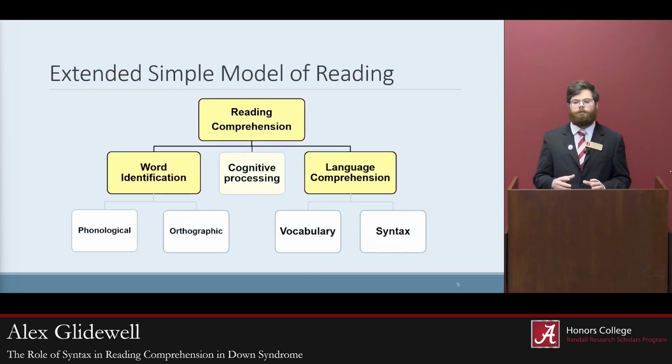But this study extends this model a little bit, and we add a third important skill, cognitive processing. It's believed that certain things such as attentional control, verbal memory, and even processing speed play a role in reading comprehension abilities. We also further look at sub-skills within word identification and language comprehension, including phonological and orthographic skills. That's essentially recognizing word sounds and proper spellings of words. For language comprehension, we look at vocabulary, the network of words that you already understand and know, as well as syntax, the rules that govern the way we build sentences and phrases.